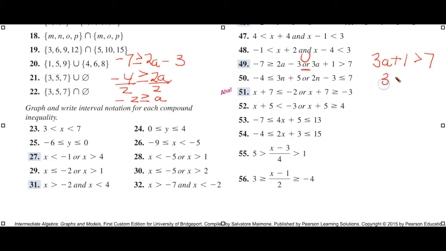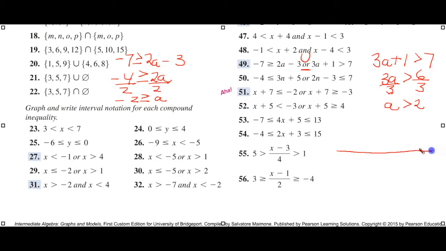So I have here 3a is greater than, I'm going to subtract 1 from both sides, or just transpose that, 6. I have 3a. I already have that. Let's divide by 3 here. I have a is greater than 2. So I want to set this up.